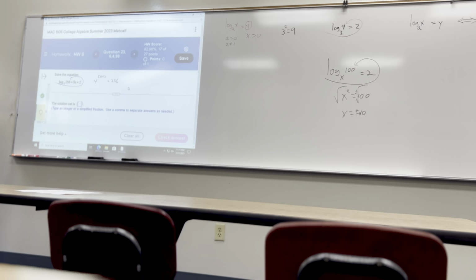256 can be written as 4 to the 4th power. How do I know that? Well, look at the paper. Remember the paper with all the squares on it?